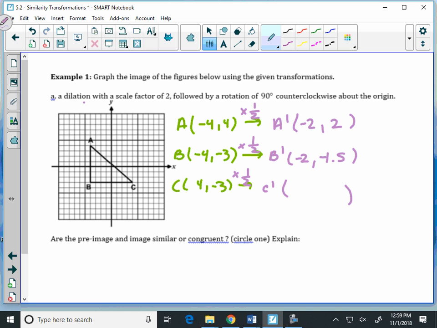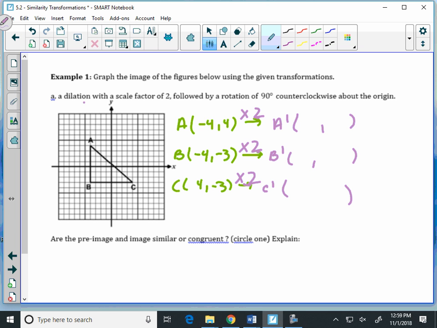Oh, I'm thinking of the next one. I'm sorry. I'm like 2 examples ahead. Whoops. Sorry, change that to a 2. Redo that.